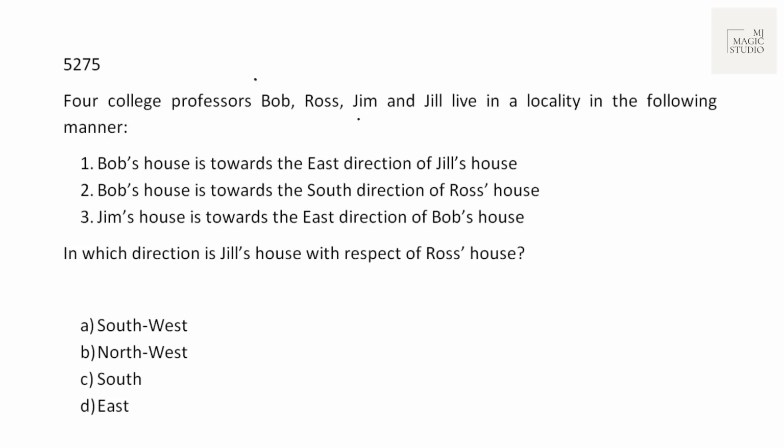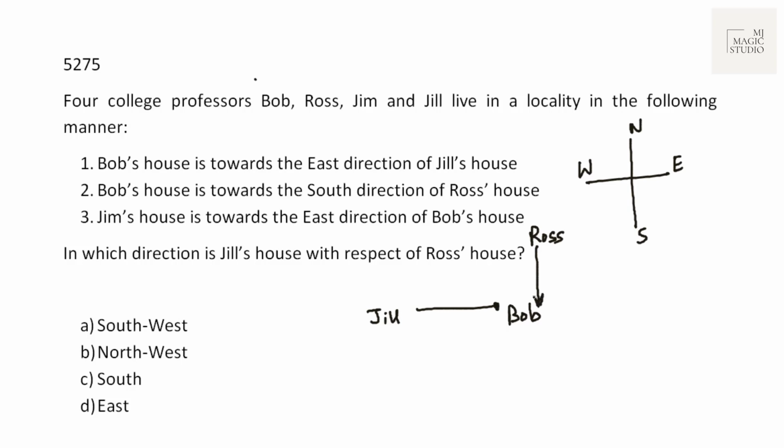Four college professors, Bob, Ross, Jim and Jill, live in a locality in the following manner. These are the directions: north, south, west, east. Bob's house is towards the east of Jill. Suppose this is Jill's house, then east is here, and here should be Bob's house. Bob's house is towards the south of Ross. Ross should be in the north, then to the south is Bob's.